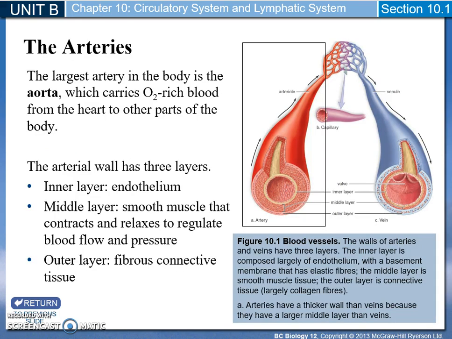So if you first look at the arteries, the largest one in the body is the aorta, which comes directly from the left ventricle of the heart, and it carries oxygen-rich blood from the heart to other parts of the body. The arterial wall has three layers, as you can see here. The inner layer is the endothelium, as we mentioned. The middle layer has smooth muscle that contracts and relaxes to regulate blood flow and pressure. And then you have the outer layer, which is the fibrous connective tissue.